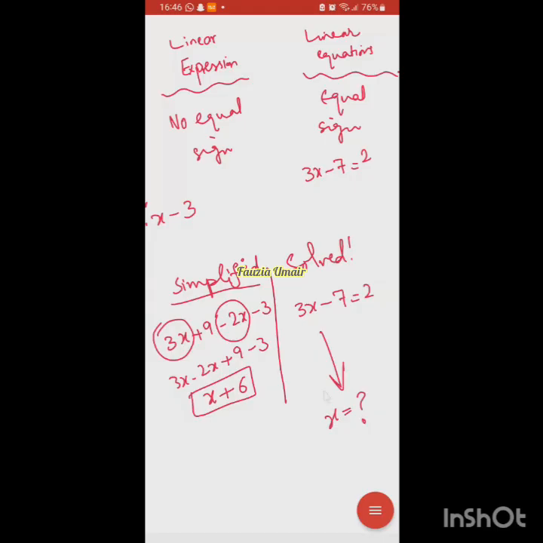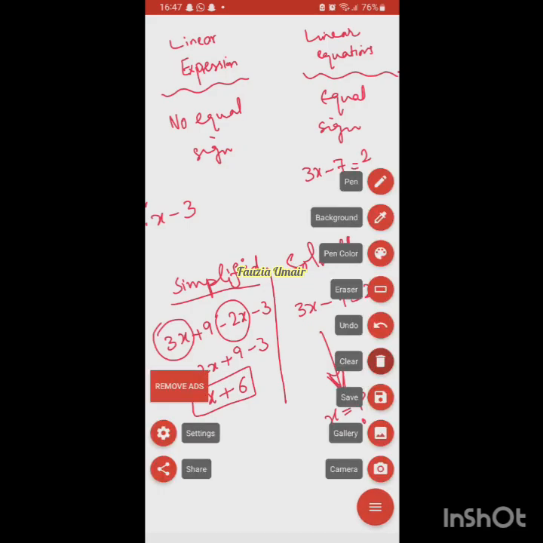Is this understandable? Linear equations can be solved if there is one variable in the equation, so we can solve that equation and find out the value of x or the value of the variable. Is this point clear? Linear equations can be solved when there is one variable in the equation. So we can find out the answer of the variable, right? Now let's learn how to solve linear equations.